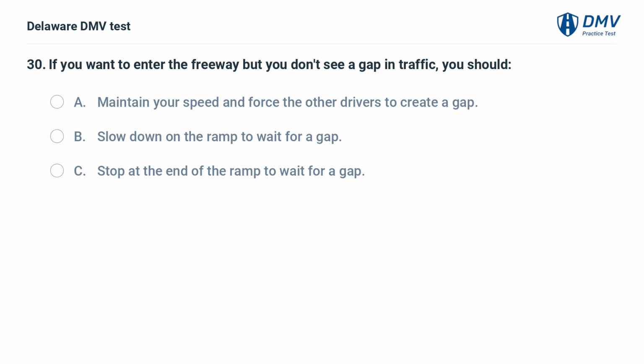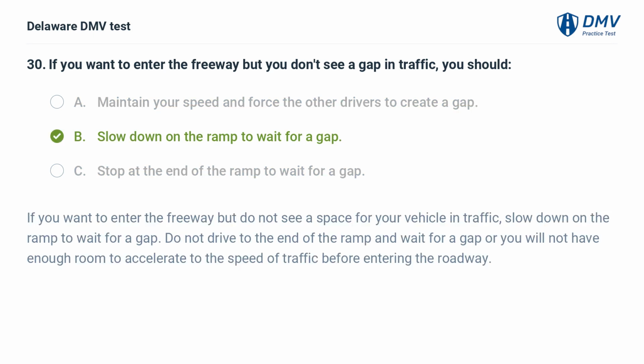If you want to enter the freeway but you don't see a gap in traffic, you should A. Maintain your speed and force the other drivers to create a gap. B. Slow down on the ramp to wait for a gap. C. Stop at the end of the ramp to wait for a gap. B. Slow down on the ramp to wait for a gap.